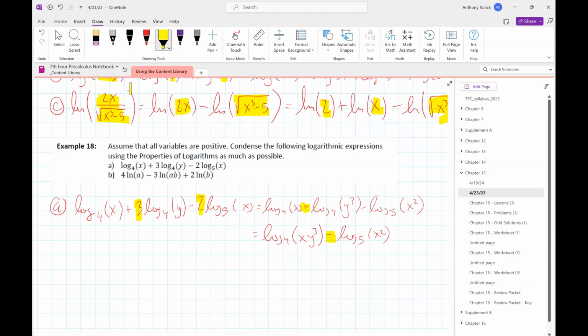But I can't actually do a quotient property here on this problem. Why not? Look at what I have. Why can't I do a quotient property here? What is wrong with what I've written? What's wrong with these two logarithms? Why can't I use a quotient property on them? There's subtraction between them, Mr. Kulik. What's wrong with it?